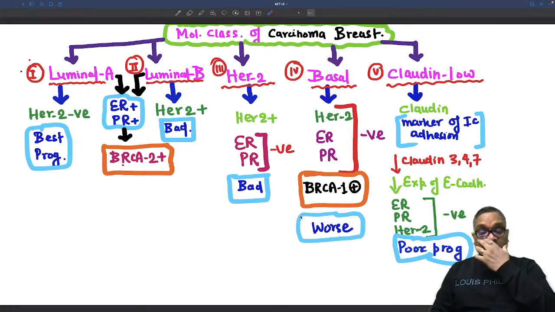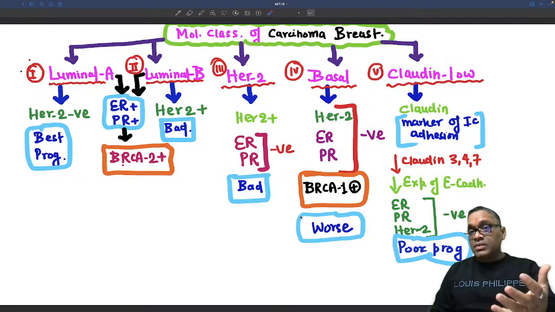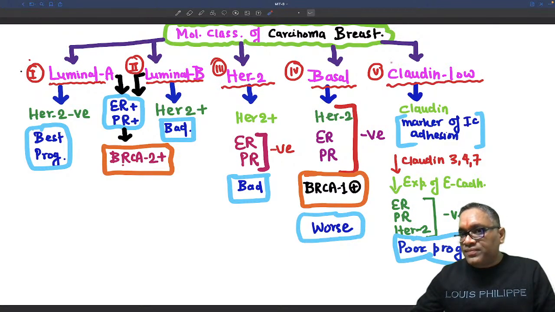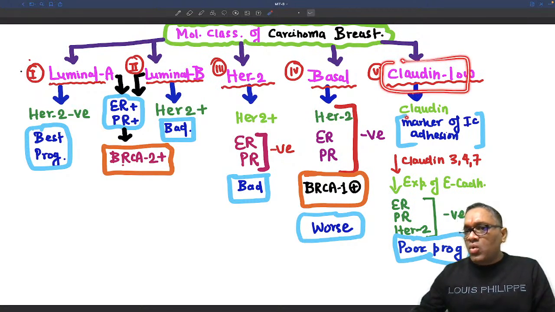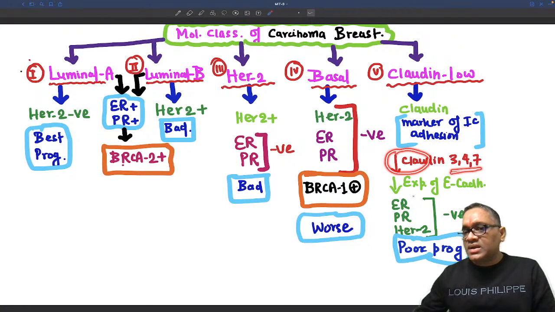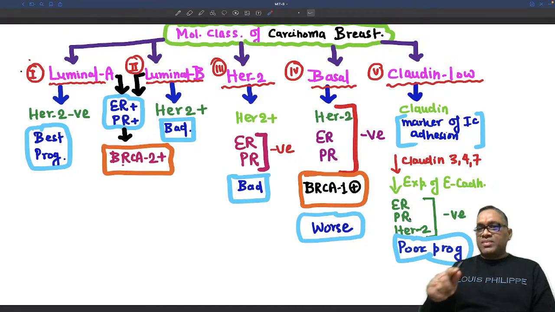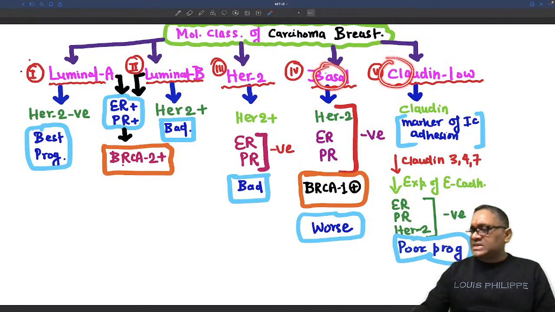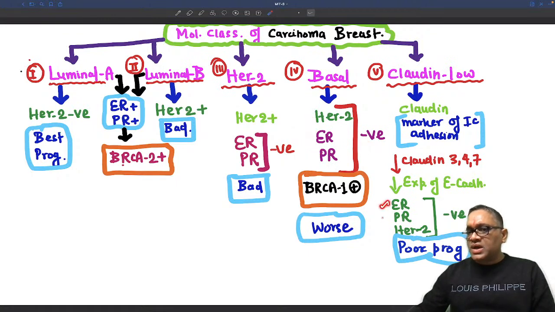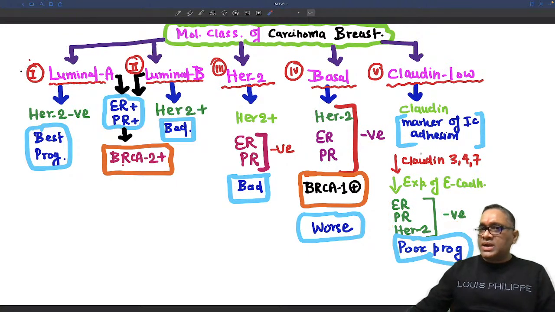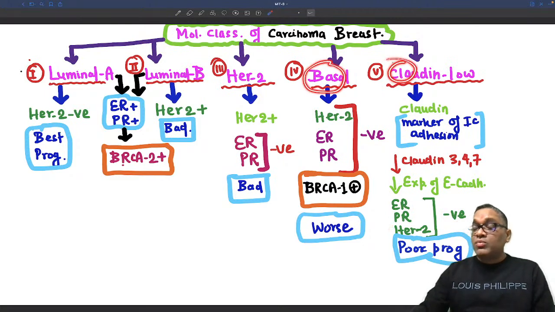So this is the molecular classification of breast cancer which I am telling you, where the question came in your exam in 2019. And the fifth one is the Claudin low. Claudin is a marker of intercellular adhesion molecule, and Claudin 3, 4, 7 will be decreased in case of Claudin low cancer, and there will be a decreased expression of E-cadherin molecule also, right? So now what we have to remember is that Claudin low and basal are similar because they are both triple negative. So this is called triple negative because HER2 negative, ER negative, PR negative. Here also ER, PR, HER2 all are negative. So both are triple negative.